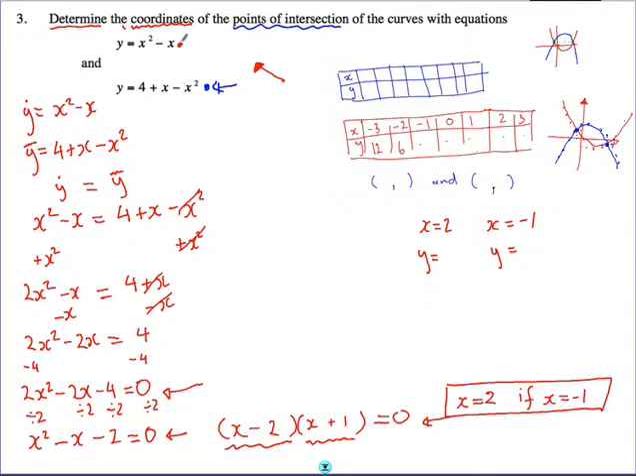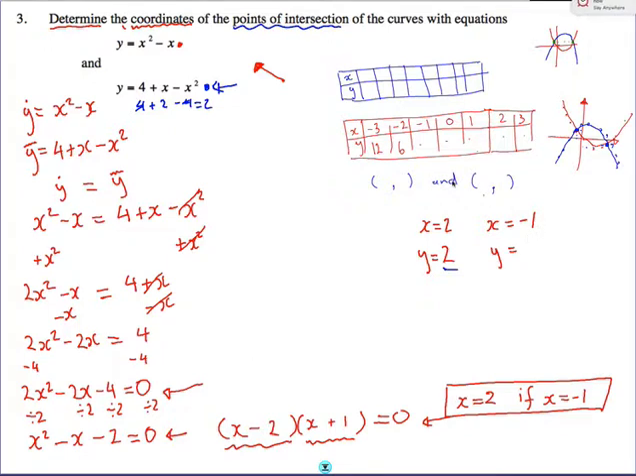I'm going to pick this one here. It looks the easiest. So, if x is 2, 2 squared is 4, take away 2 is 2. And just to satisfy our need for knowledge, let's just try x equals 2 with this one. So we got 4 plus 2 minus, well, 2 squared is 4. These cancel out and we're left with 2. Wow. y is still 2.